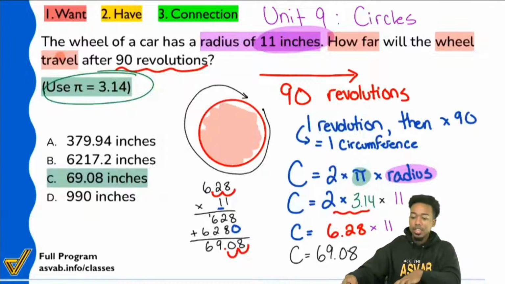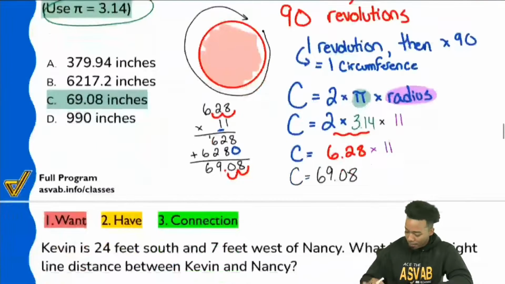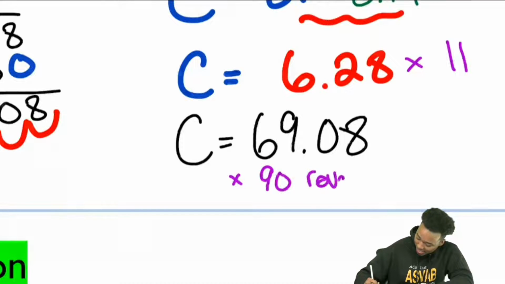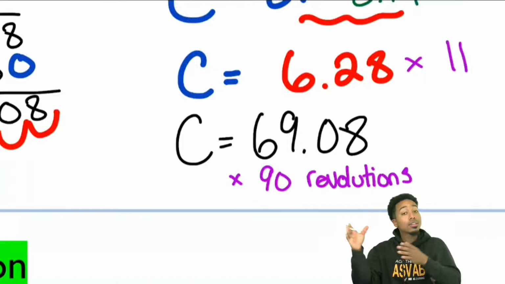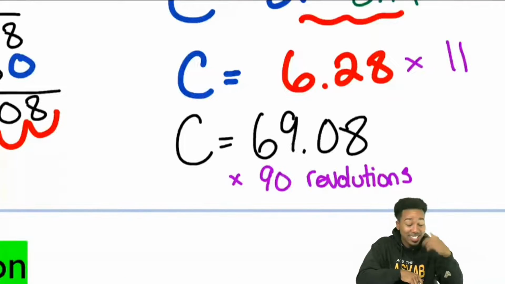So with that said, we now need to finish the problem off by saying, hey, we need to do this times 90 revolutions. Yes or no, does that make sense? Before I actually do the math, does that make sense? We only had one revolution. We actually got to do 90.